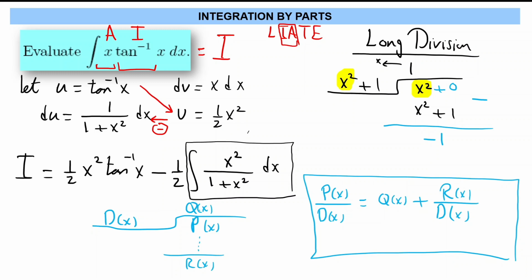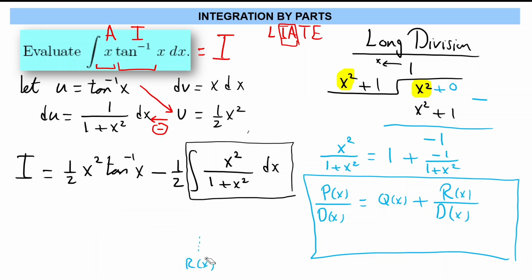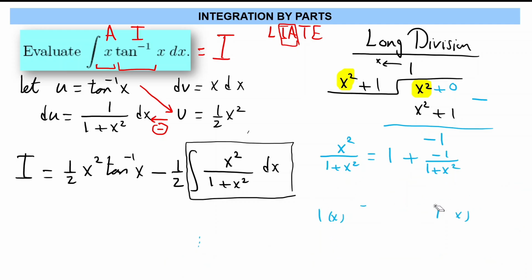Okay, so now how do I write the final result here? On top, I will write x squared over 1 plus x squared equals, the quotient is 1, plus remainder over divisor, which is negative 1 over 1 plus x squared. Okay, so this is the result I have. Now let's erase the algorithm, which I think by now you know.